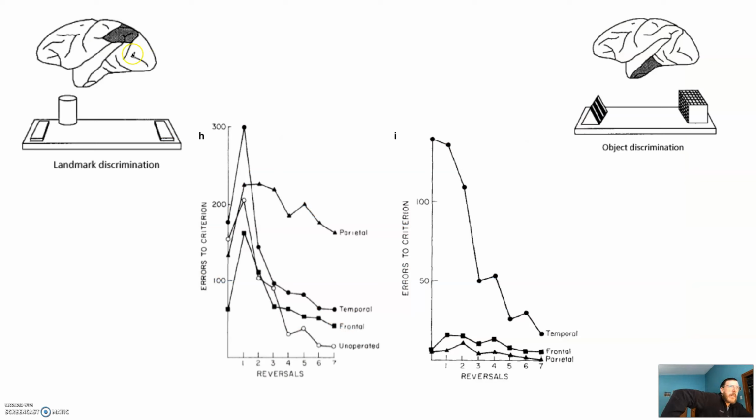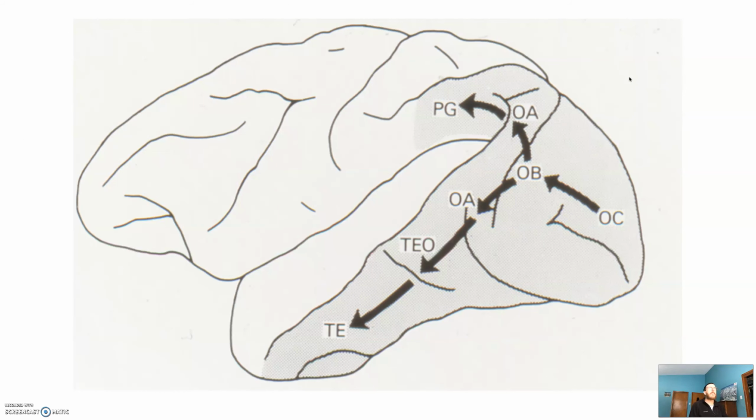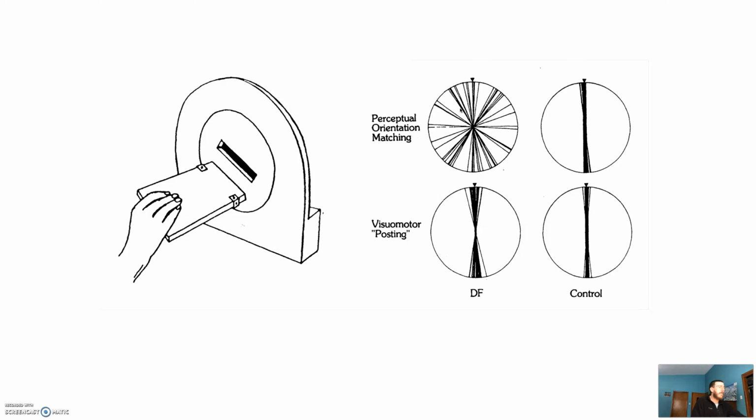So, and this is where the original findings of the how pathway or the where pathway versus the what pathway originated, in these studies from the 1960s and 70s, I think. So here's an example of the pathway in the macaque showing the what pathway, which we're going to cover for the rest of this topic in the textbook, and then this how pathway, which we'll cover in chapter 8, I believe it is.